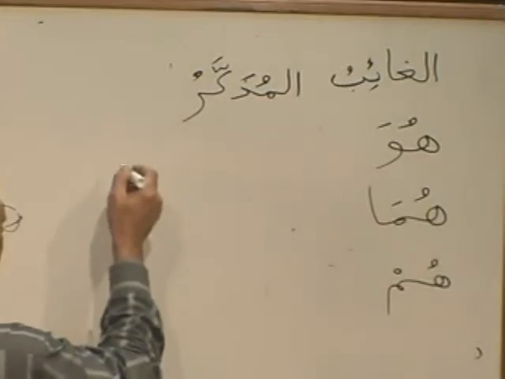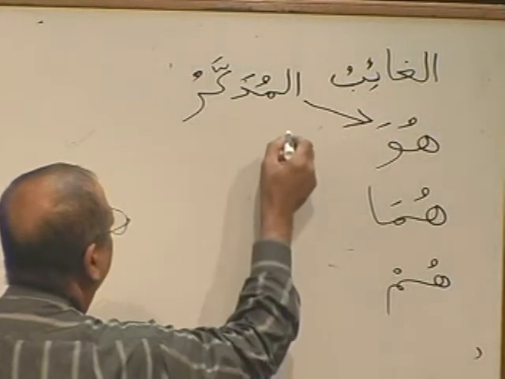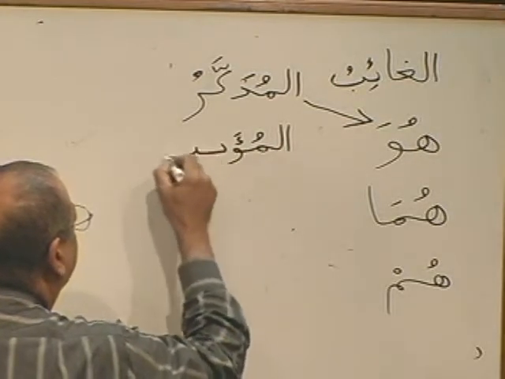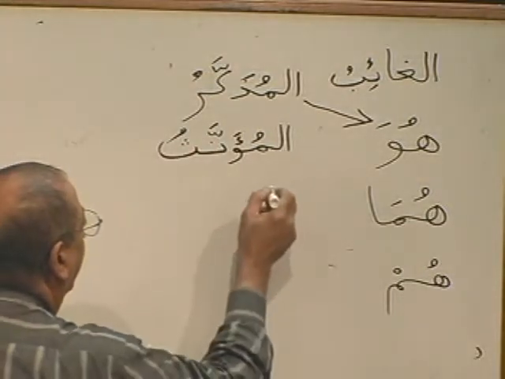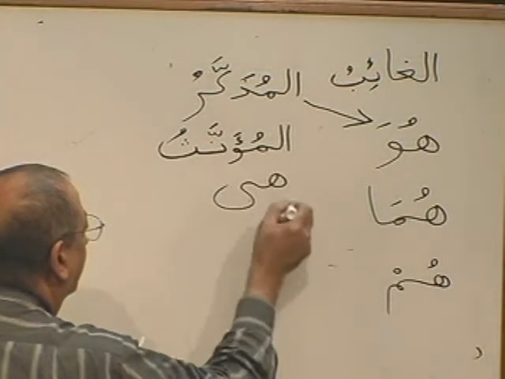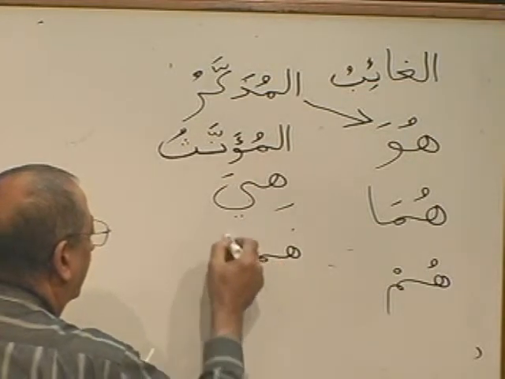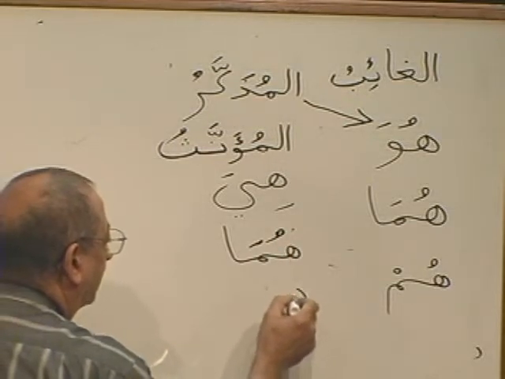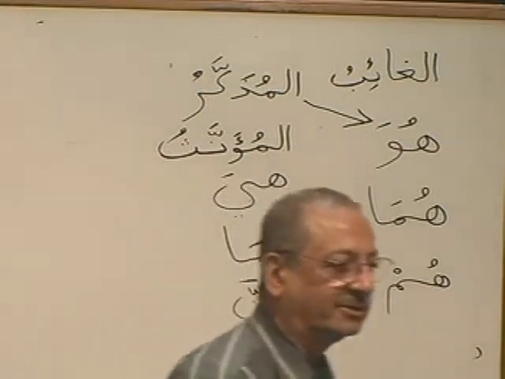And then I will write down, this is al-mudhakkar, brother. And then I'll write down here, mu'annath. Okay? And then it will become hiya, and then huma again, and then hunna. Are you with me, brothers and sisters?